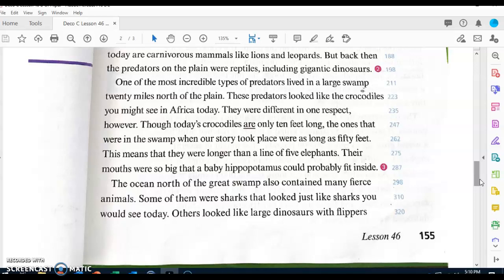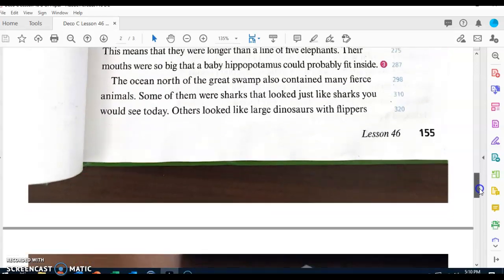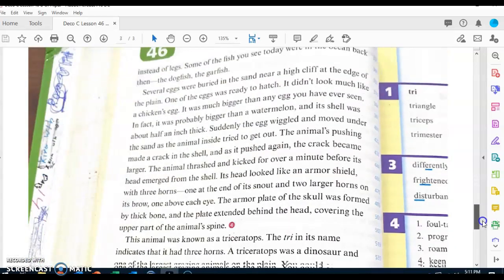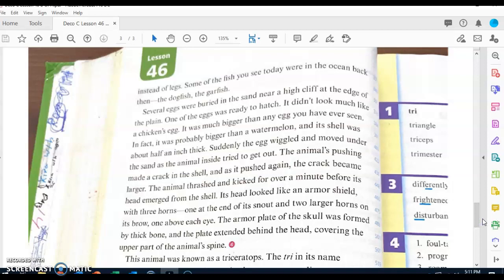The ocean north of the Great Swamp also contained many fierce animals. Some of them were sharks that looked just like sharks you would see today. Others looked like large dinosaurs with flippers. Instead of legs, some of the fish you see today were in the ocean back then. The dogfish, the garfish.